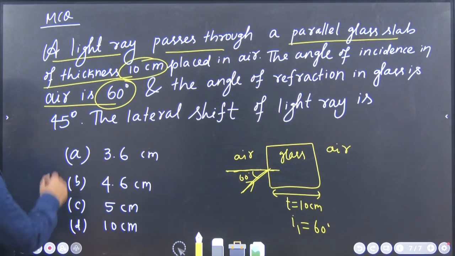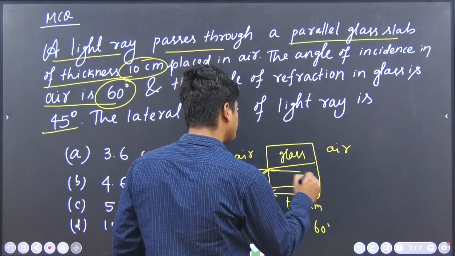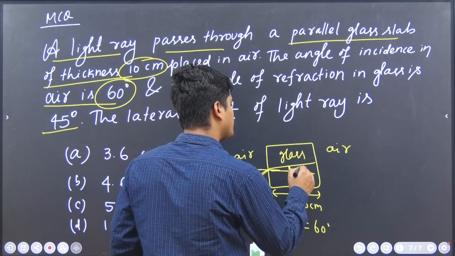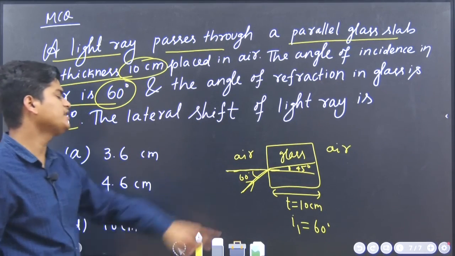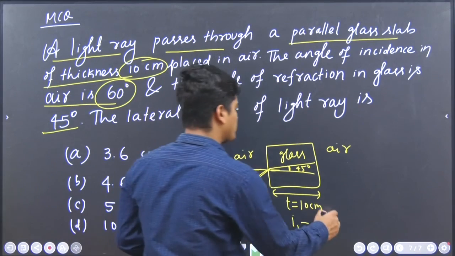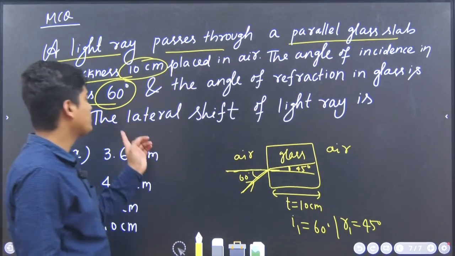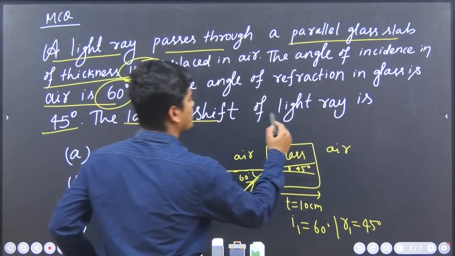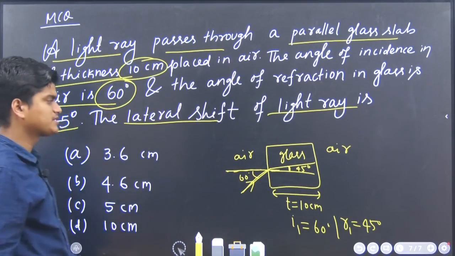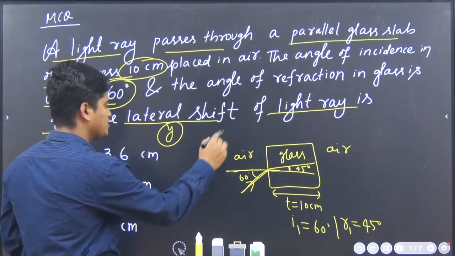Now the angle of refraction in the glass is 45 degree, that means when it is going like this, this angle is 45 degree. So you can write your R1, or normally R, as 45 degree. Now they are asking what is the lateral shift of the light ray. It is a direct formula question, lateral shift means they are asking about y. So what is your y here?